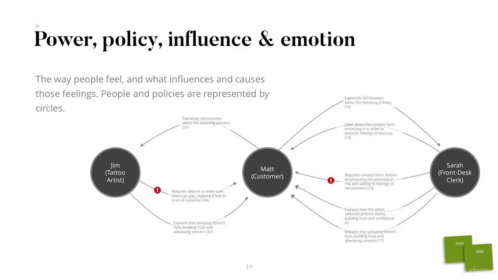Let's look at the second model. This is called the Power, Policy, Influence, and Emotion model. And at first glance, it looks very similar to the behavior and information exchange model. It has circles and lines and labels. But this is going to illustrate the way people feel, the influences that cause those feelings. On this model, people and policies are represented by circles, and you'll start to see the connection points between people.